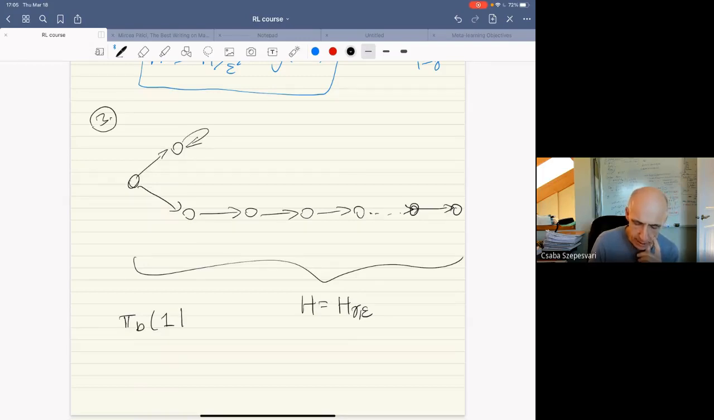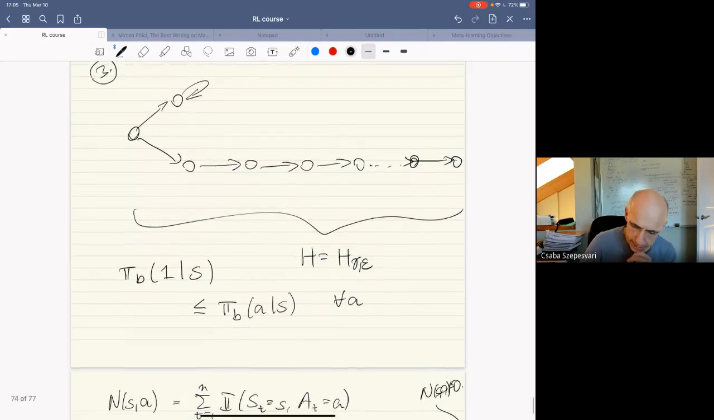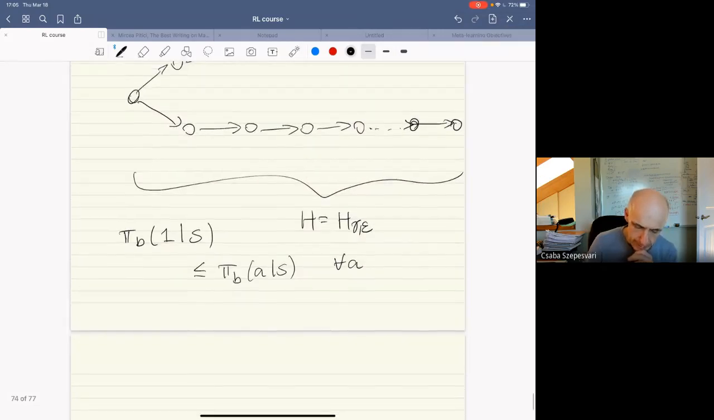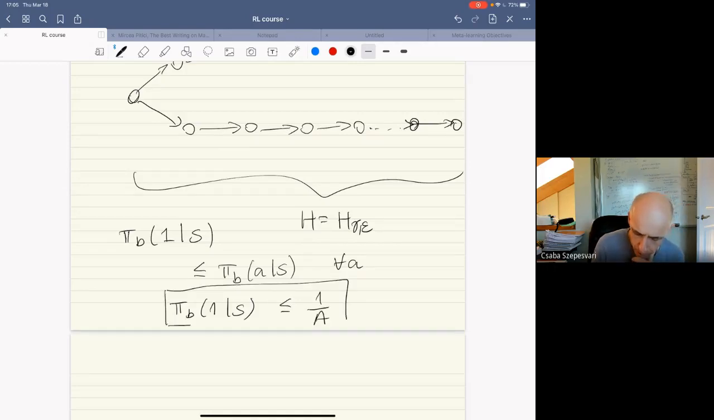And we can always make it so that the first action at every state is the action whose action probability is the smallest. So it's the minimum. And because the probabilities sum to 1, it follows that this has to be smaller than 1 over A. So for every behavior policy that you can imagine, for every state, you can always find an action such that the probability assigned to that action is at most 1 over A. Just choose the smallest probability. It can't be larger than 1 over A.